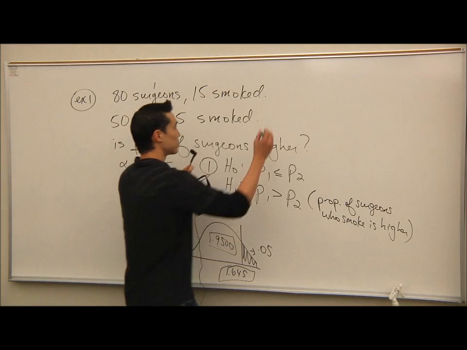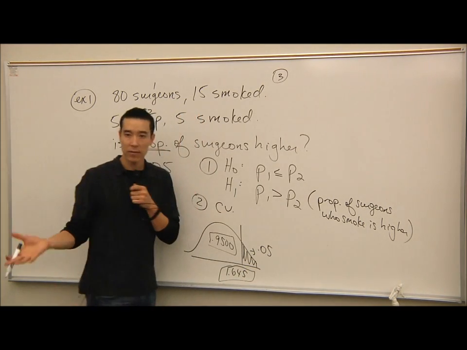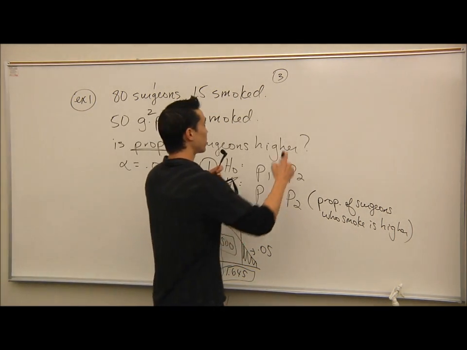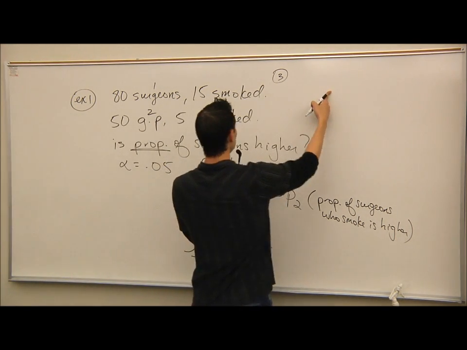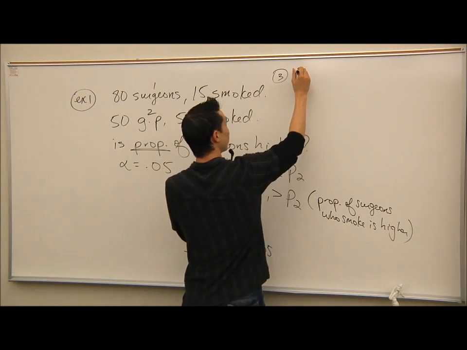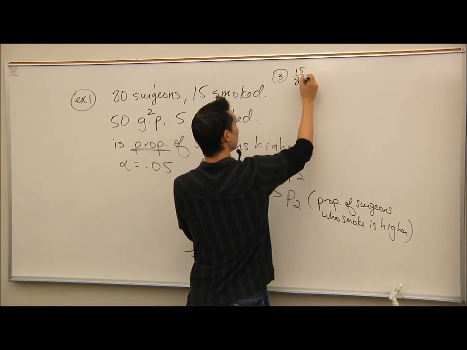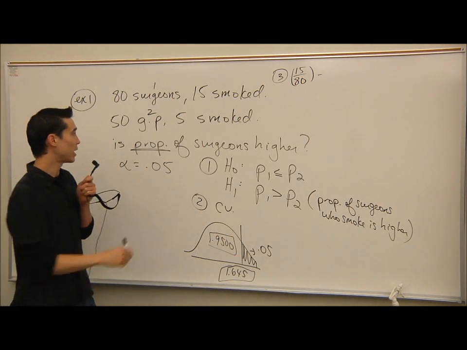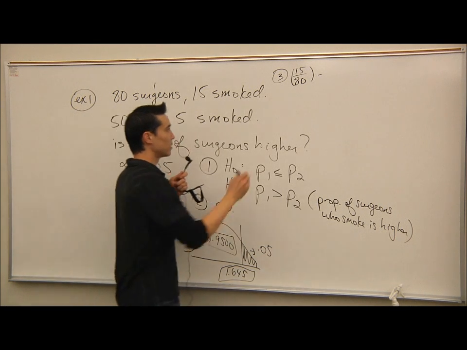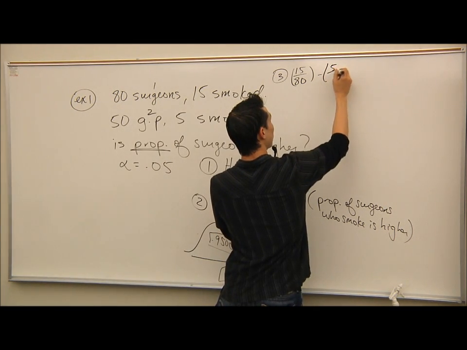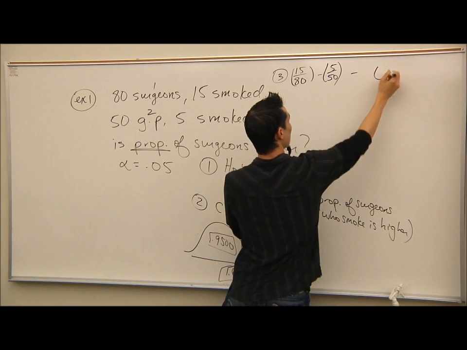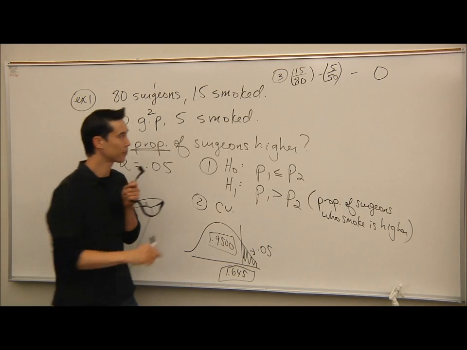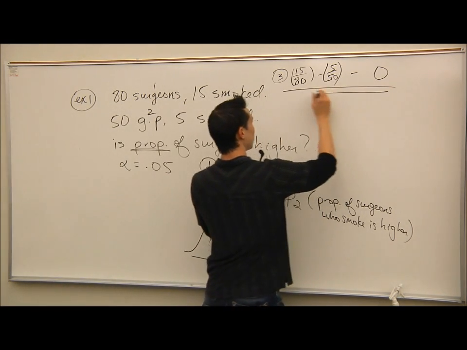Great, move to the test value. So that's the new stuff today. Write down that big formula that I just gave you, and we have to work it out, okay? The first part of that formula is P1 hat minus P2 hat. For surgeons, we had 15 out of 80 that smoked. That's my P1 hat, okay? Minus my P2 hat. For my general practitioners, we had 5 out of 50 that smoked. Minus the hypothesized difference between the population proportions, which is 0, divided by a big square root.